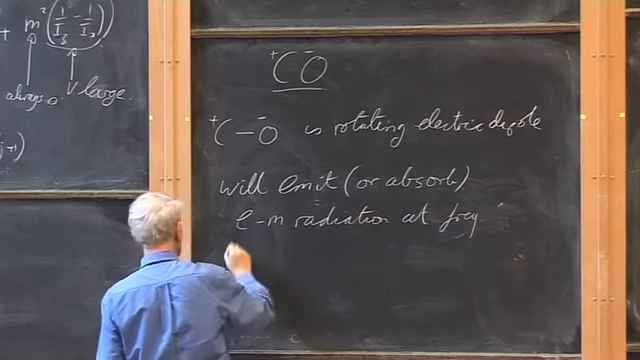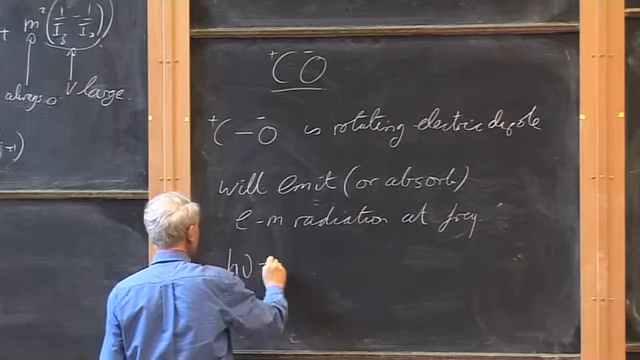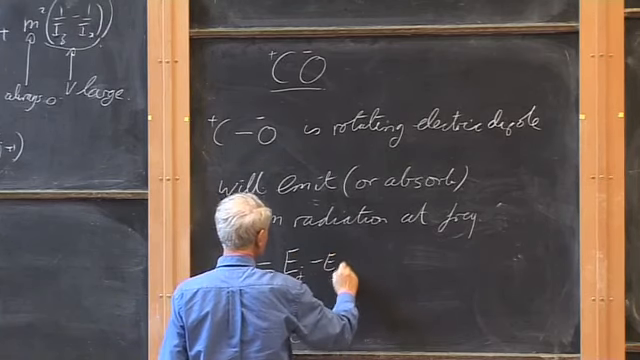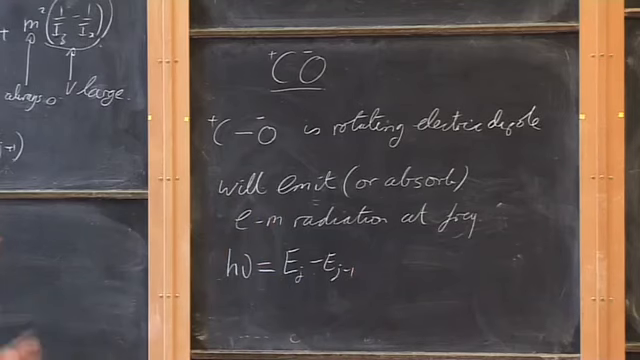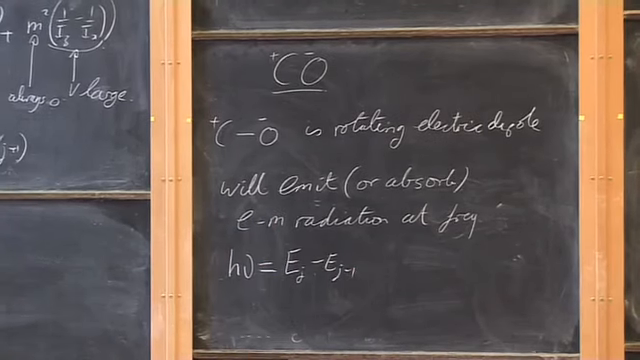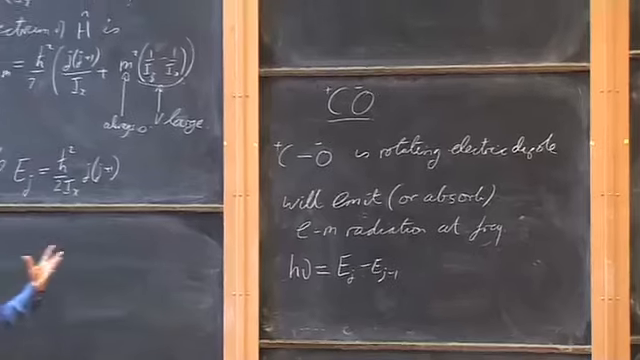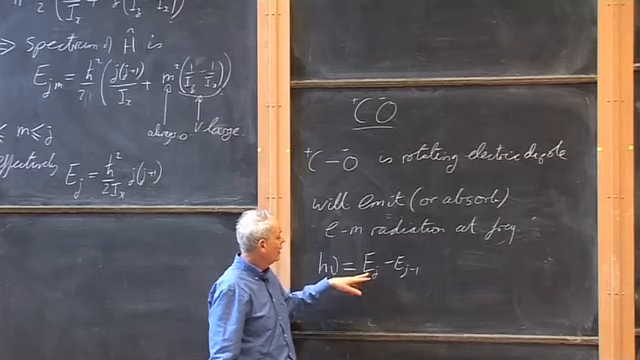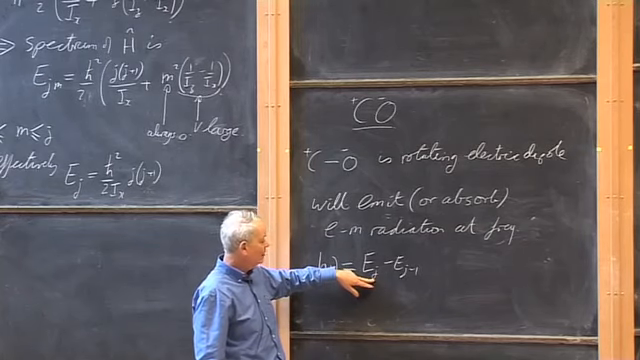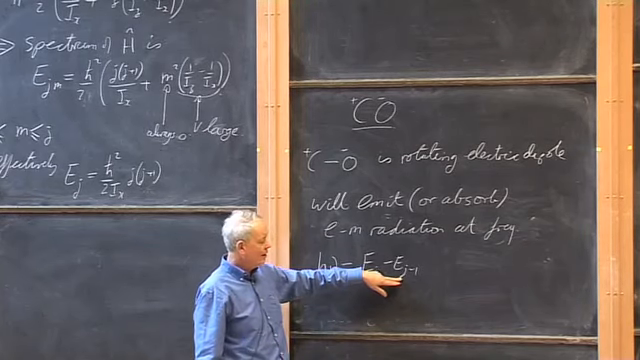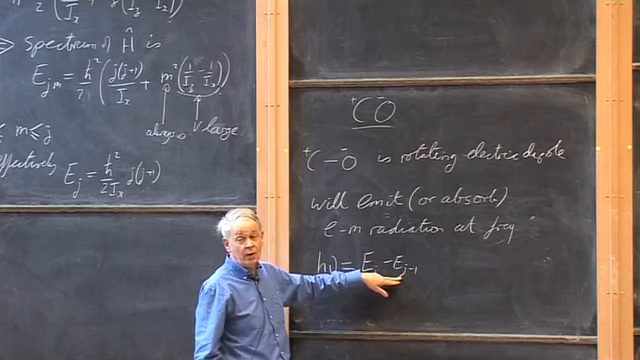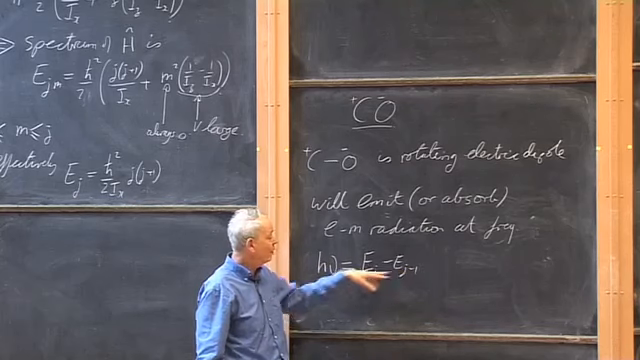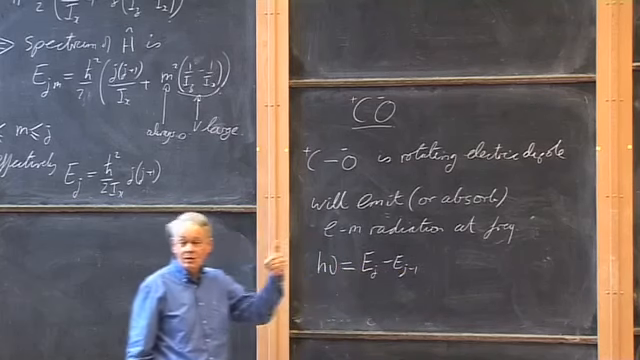So the frequency is going to satisfy h nu is equal to E_j minus E_{j-1}. Sorry, another point. Photons carry 1 unit of angular momentum, it turns out. Not more, not less. So a photon can move a molecule which has a total angular momentum j to a state which has a total angular momentum j minus 1 or j plus 1, but it can't move it to j plus 2 or j plus 3. It can only move it by 1 unit in j because it's only got 1 unit of angular momentum.